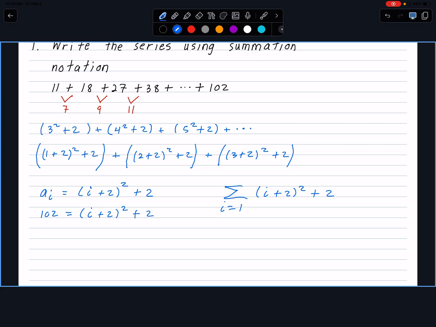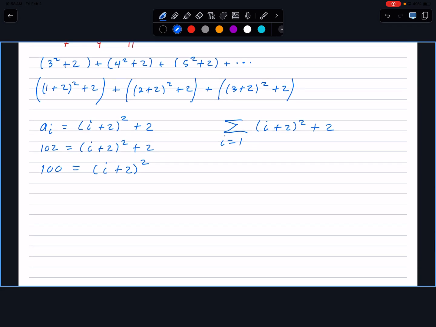So I'm going to subtract 2 from both sides. And that leaves me with i plus 2 quantity squared. I'm going to take the square root of both sides. Reminder, when you take the square root, you get plus or minus. But, and this is important, with sequences, we always go term 1, term 2, term 3, term 4. We don't go term -1, term -2, things like that. So in this case, I can ignore the negative and just solve.